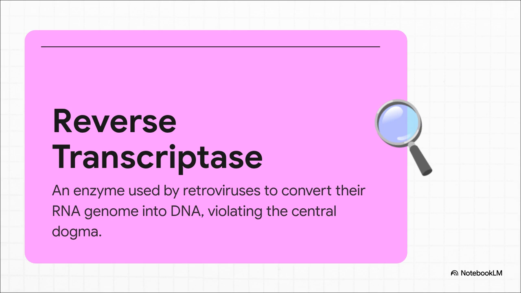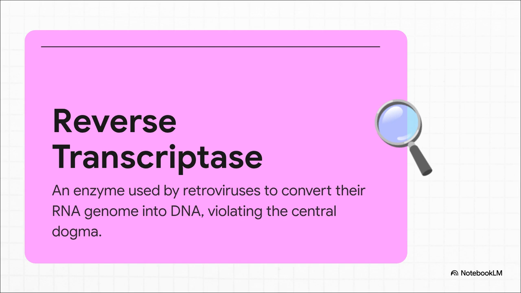Welcome to the wild world of retroviruses, like HIV. These guys carry a very special enzyme called reverse transcriptase. Now, in biology, there's a fundamental rule called the central dogma. It says that genetic information flows in one direction, from DNA to RNA to protein.